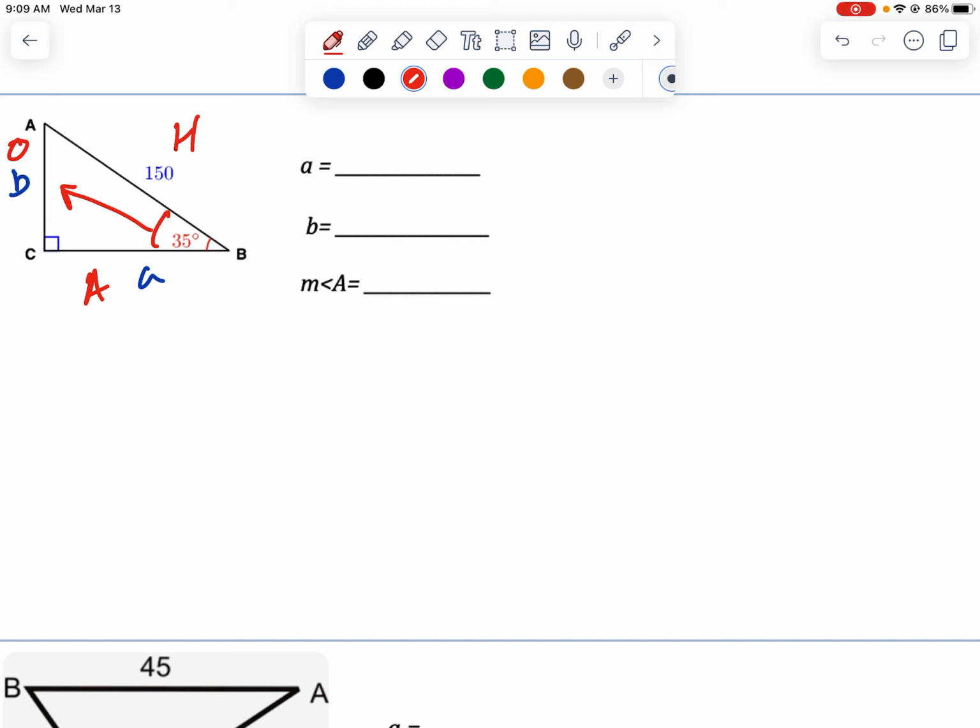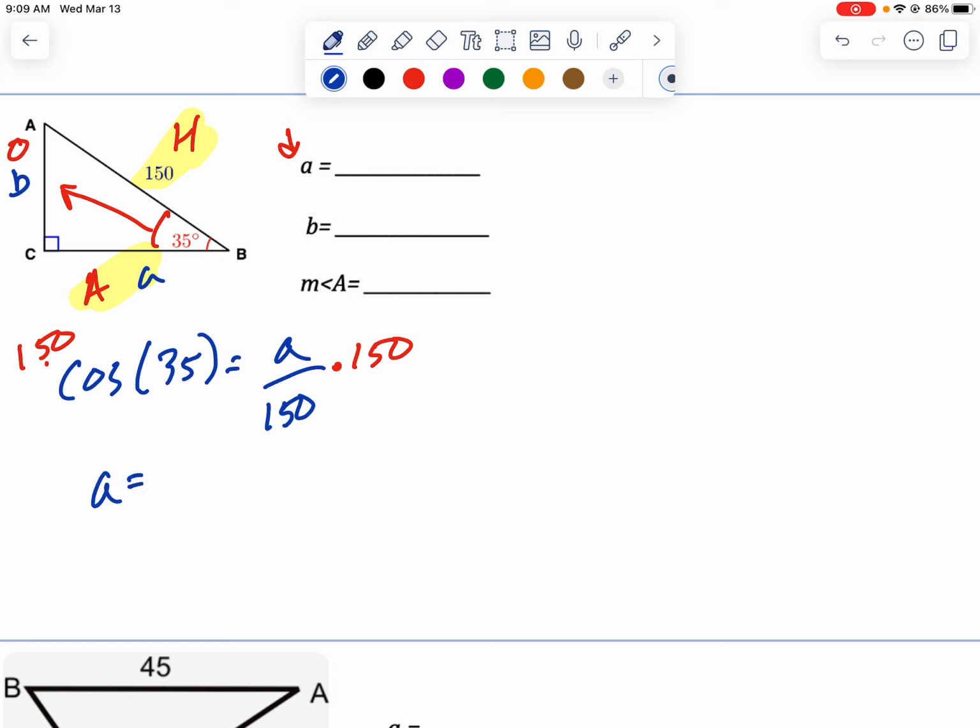Let's find side A first. If I want to find side A, I'm looking at A and H. So it's going to be cosine of 35 equals A over 150. Multiply by the denominator. A should equal 122.87.